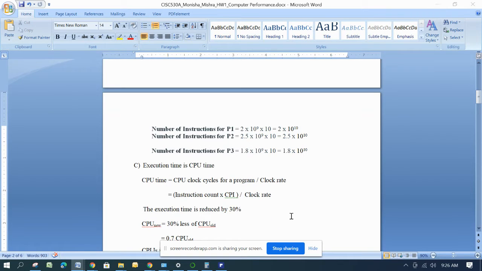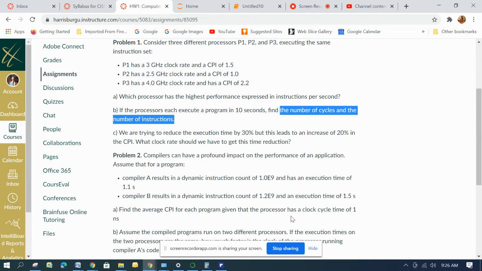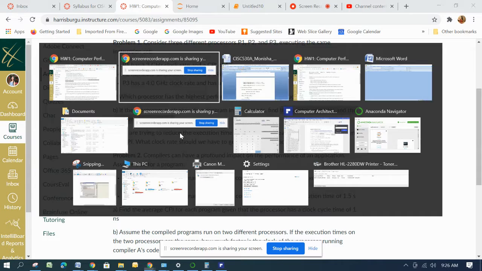Moving on to the third question, we are trying to reduce the execution time by 30%, but this leads to an increase of 20% in CPI. So the execution time is reduced by 30% and the CPI is increased by 20%. We have to find out which clock rate we need to get this time reduction.